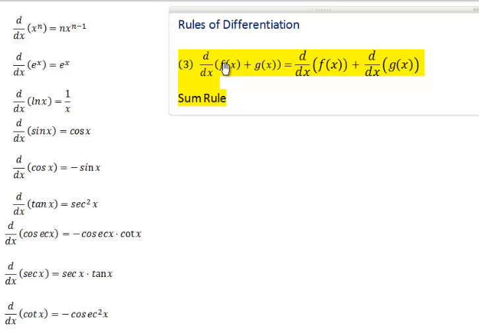Let us discuss the third rule of differentiation, which is called the sum rule, which says if you are differentiating a function which appears as a sum of two functions, f(x) and g(x), then the differentiation will be equal to the sum of the differentiation of individual functions. That is differentiation of f(x) plus differentiation of g(x).